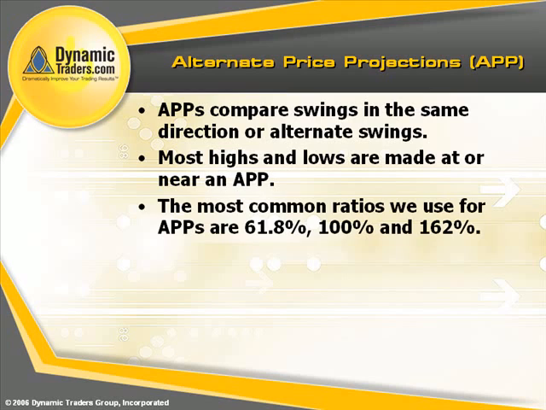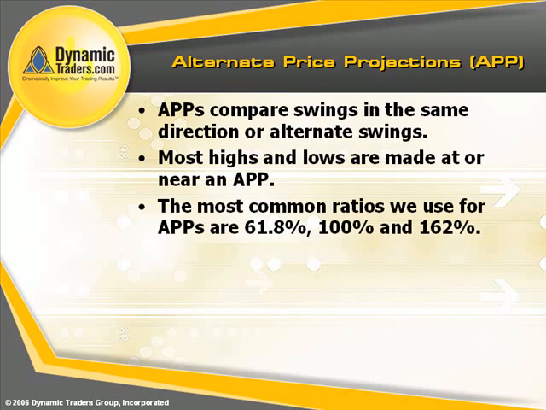Let's see how we do alternate price projections. Now, with alternate price projections, we're comparing swings in the same direction, otherwise alternate swings. So, for instance, with this data, which is the same data we used for our retracements, if this market continued to advance up above this new high, we would want to compare the price range of the first swing up by certain ratios with the price range of the next swing up. So in alternate price projections, the three most typical ratios we use are the 62%, the 100%, and the 162%.